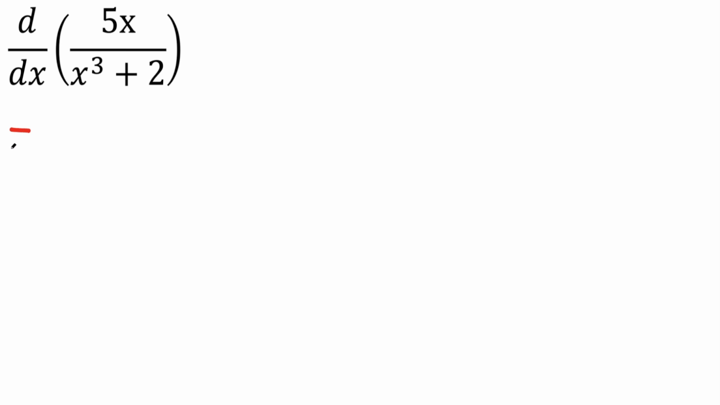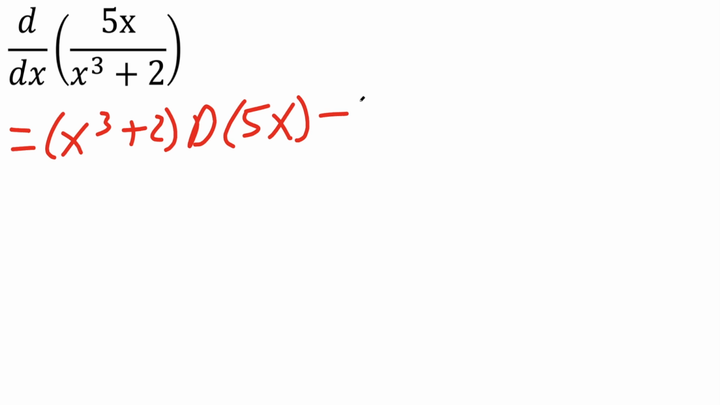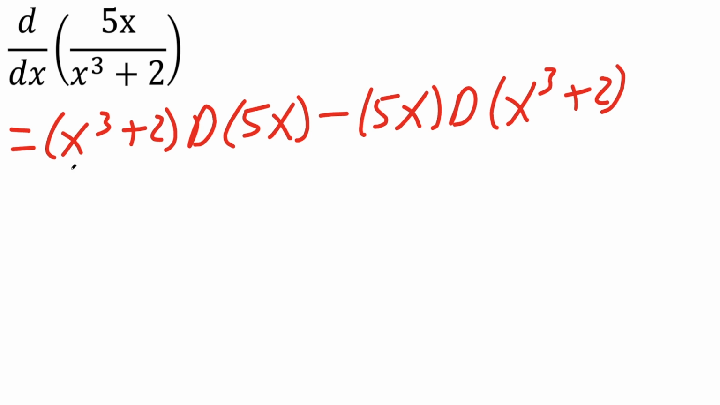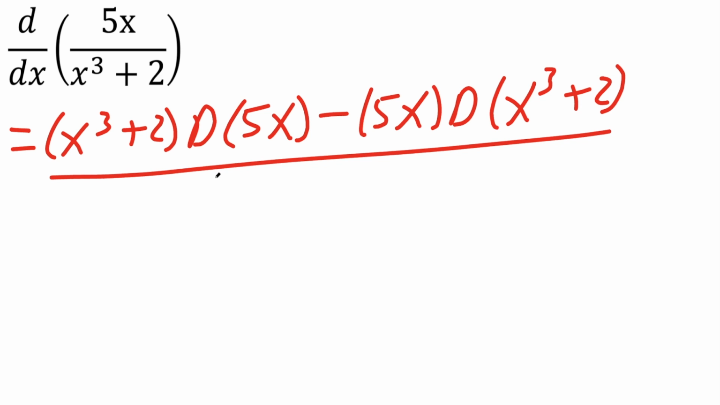And so we're going to say equals low, meaning denominator, x cubed plus 2, d high, derivative of the numerator, so 5x, minus high, numerator, d low, derivative of the denominator, divided by the square of what's below.